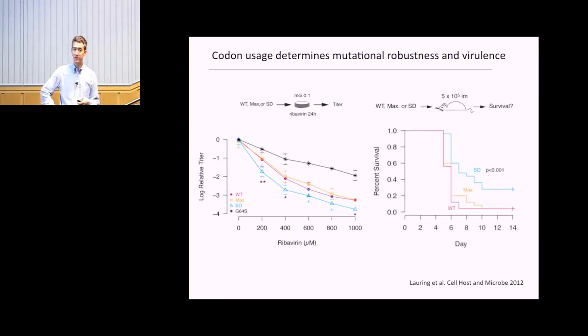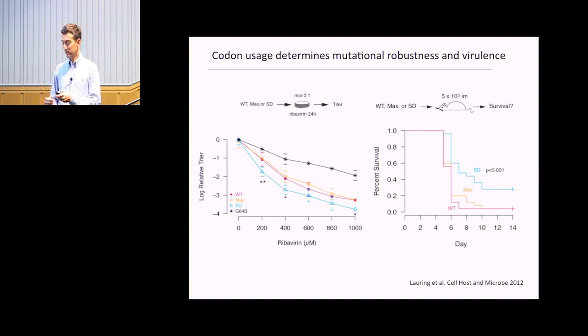Surprisingly, when we put these viruses into mice, we found that mutational tolerance was actually important, in that the virus most sensitive to mutation, SD, was also attenuated in mice. That implied to us that viruses need to be able to buffer their mutational load in order to maintain a stable population, and that is somehow important for how they behave in vivo.